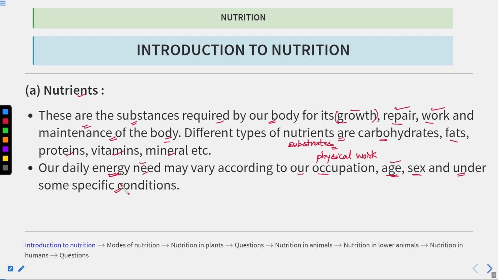Now, under some specific conditions also, the energy demand varies. What are those specific conditions? It can be related to the environment, or the occupation, the kind of activity which you are doing. So, energy need or the energy demand depends on these factors.